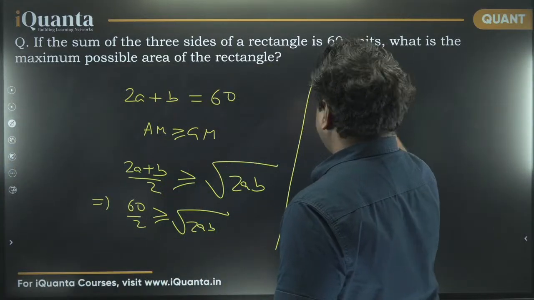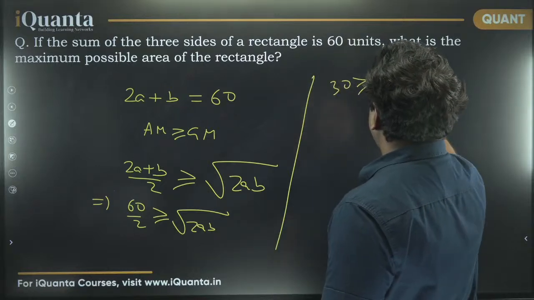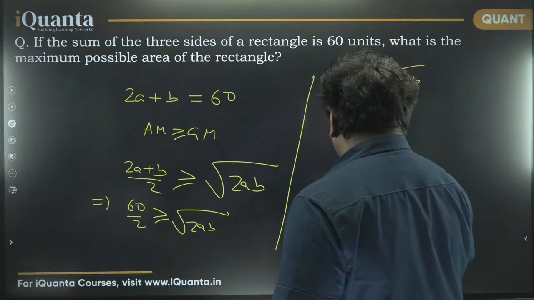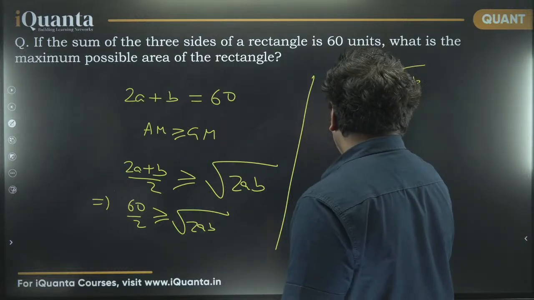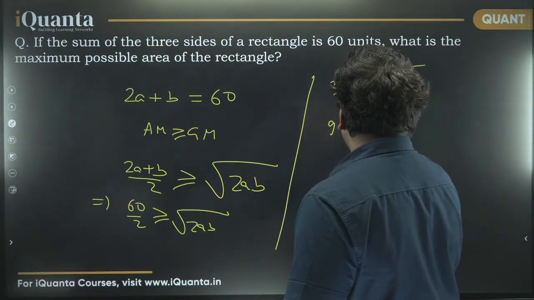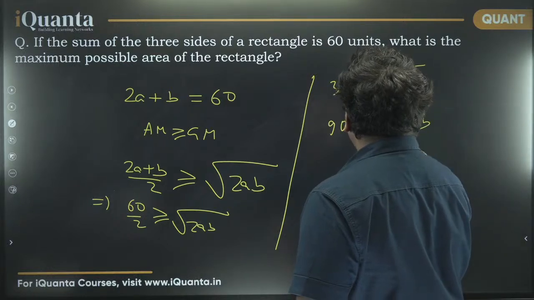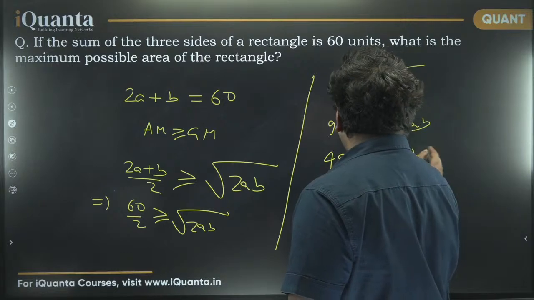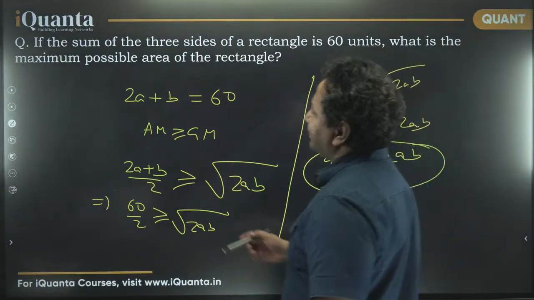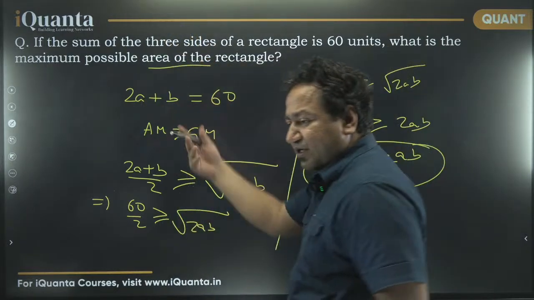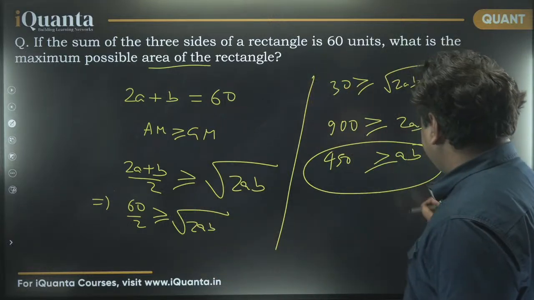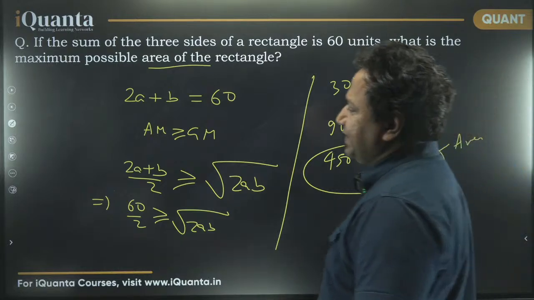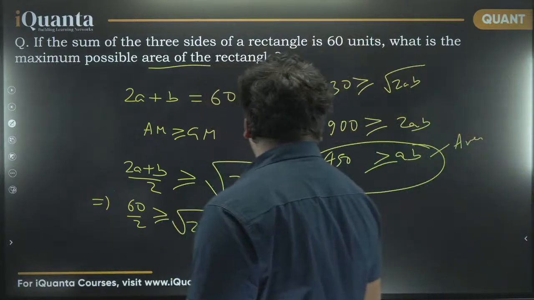which also means, taking square on both sides, 900 is greater than or equal to 2ab, or I can say ab is less than or equal to 450. What is ab? Area. What's the area? Area is product of sides only, length into breadth. We found our area. This is area, nothing else. So area would always be less than or equal to 450.